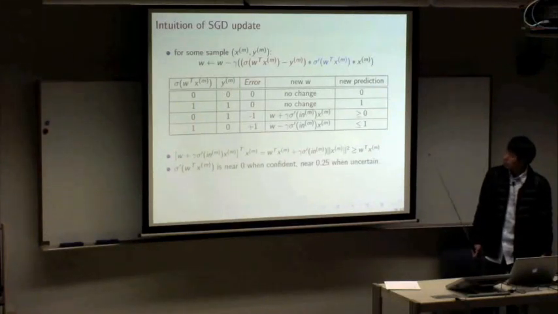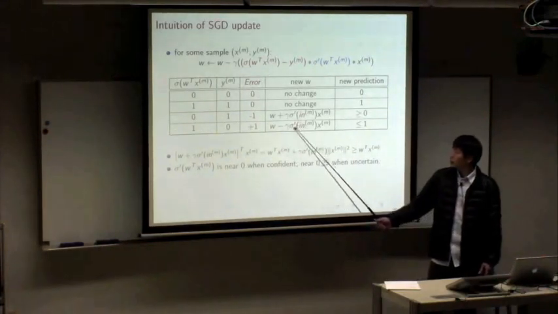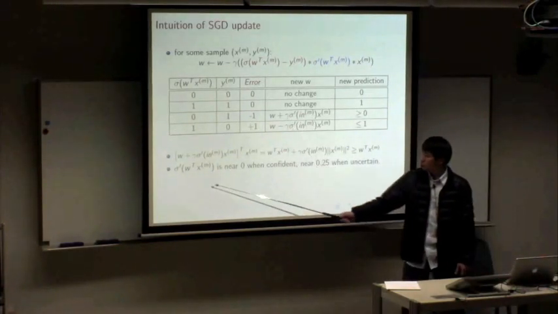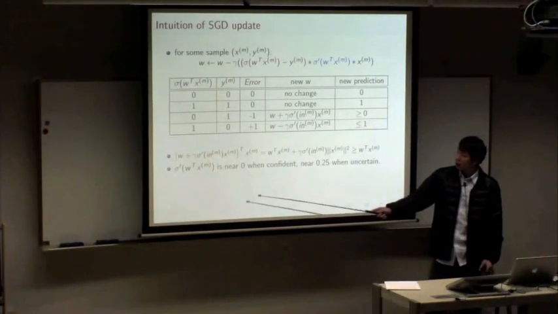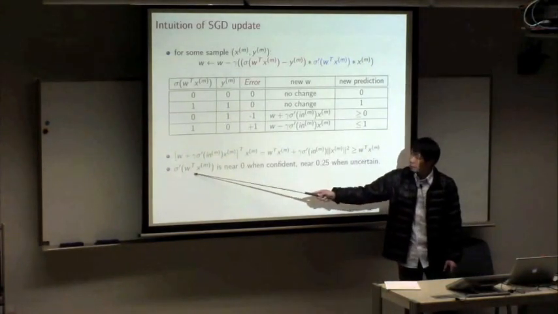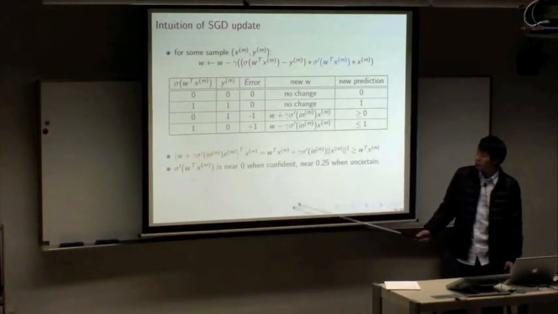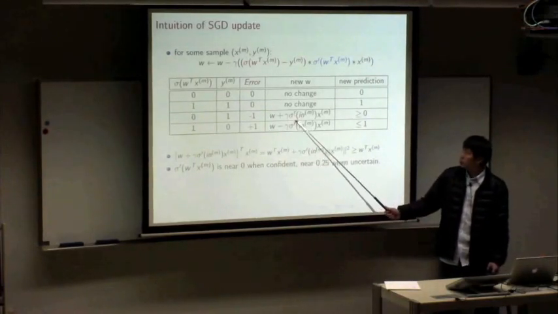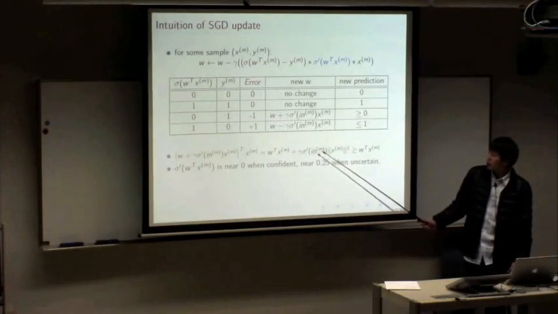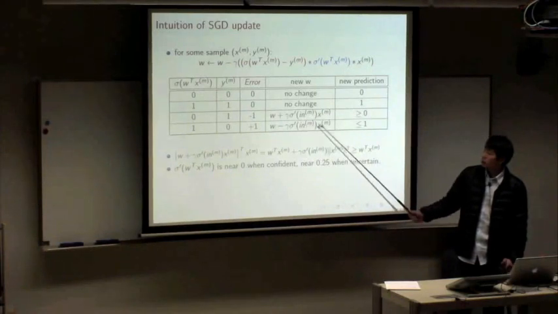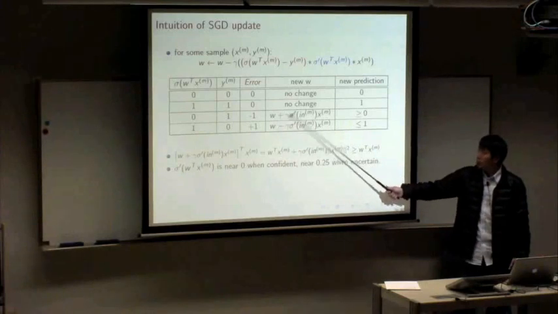Now, some other things to note. The derivative of the sigmoid is near zero when we're at very large negative or very large positive values. So if you're very confident about your prediction, this will be close to zero, and your weight won't change anymore. But in the beginning, if you're not confident about your prediction, and you're operating in the region in the center of the sigmoid, then you will actually update these weights.